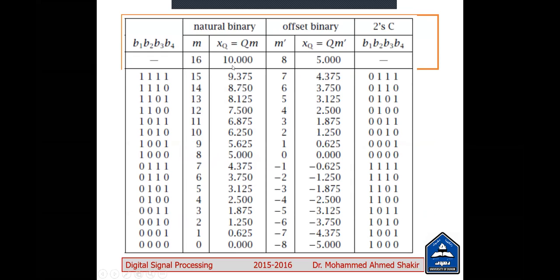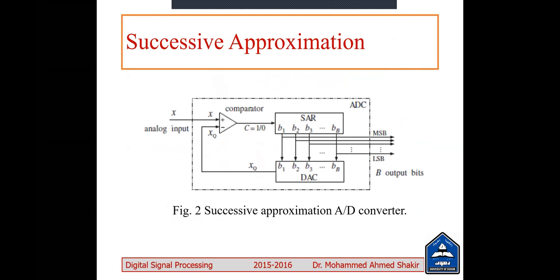And full scale is what? Ten, right? When the most significant bit is 1 and the rest of the bits are zeros, what does it mean? It means that we are talking about about half of the range. Okay? About half of the range. XQ will represent exactly half of the range.